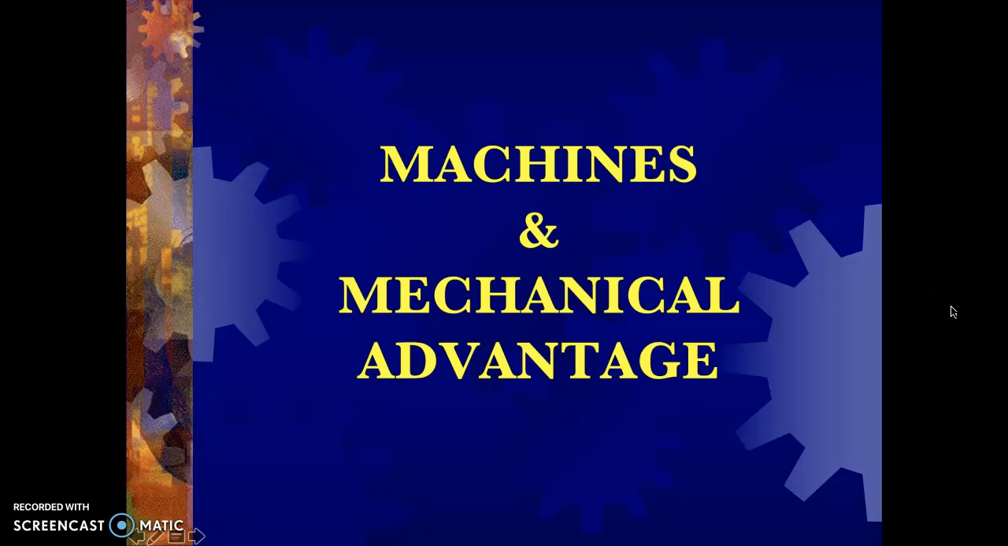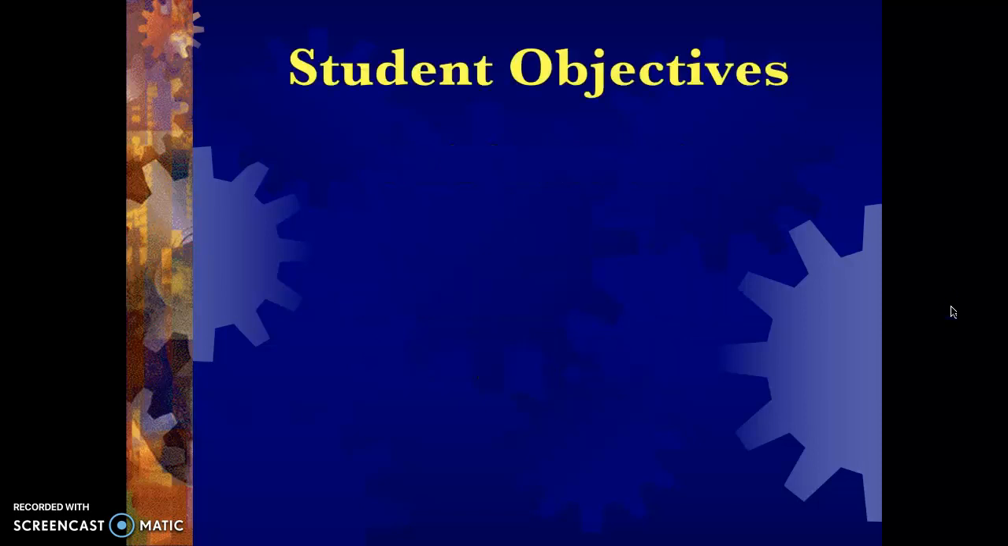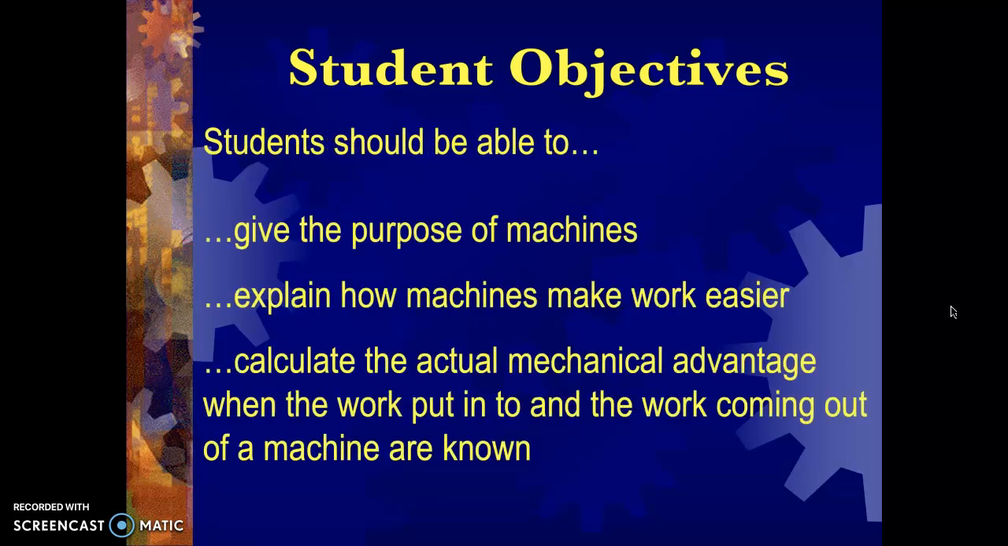Okay, in our previous lessons, we had talked about energy, work, and power, and that has led us up to where we are today, and that is machines and mechanical advantage. So, what am I expecting out of you by the end of this class? I am going to expect you to give the purpose of machines, explain the three ways that work is made easier by machines, and then be able to calculate something called actual mechanical advantage when you know how much work has gone into and comes out of a machine.